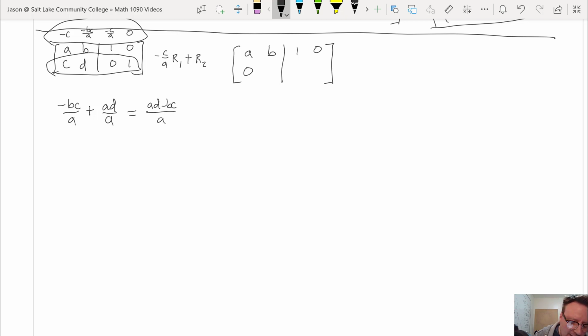So when I add the negative BC over A to the D, I'm going to get AD minus BC over A. Complicated, but not too bad. And then over here I get negative c over a plus 0, I just get negative c over a. And 0 plus 1 is 1. Okay, I'm going to erase the scratch work here.